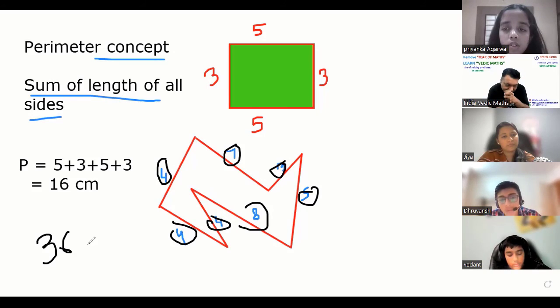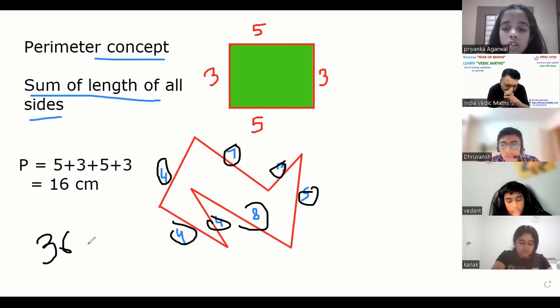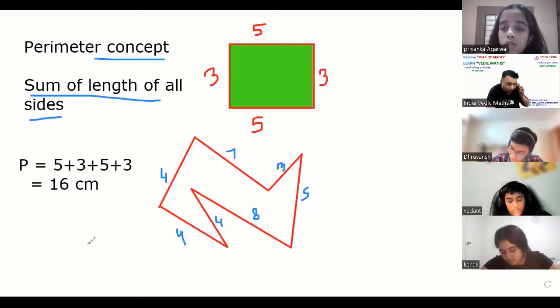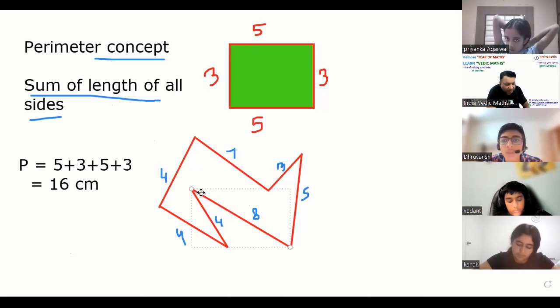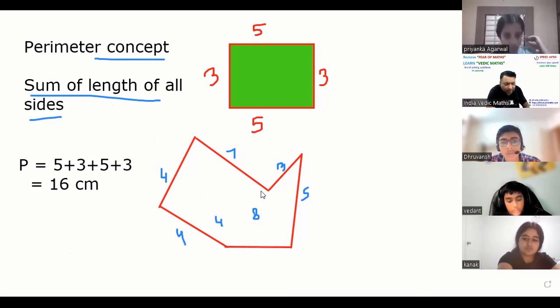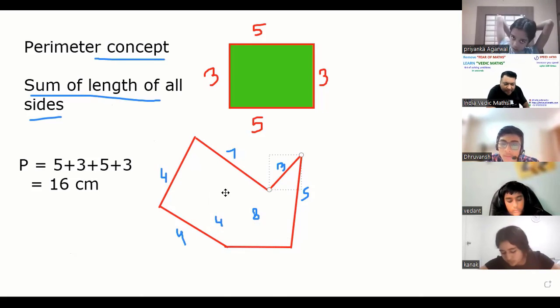Yes, Naja. Sir, if the other 4 wasn't there and the 8 was connecting to the other 4, because of the 7 and 3, will it still be a concave? I have to understand. You are saying if this is like this, correct? So remove this, and make this like that. Is this still concave? Concave.